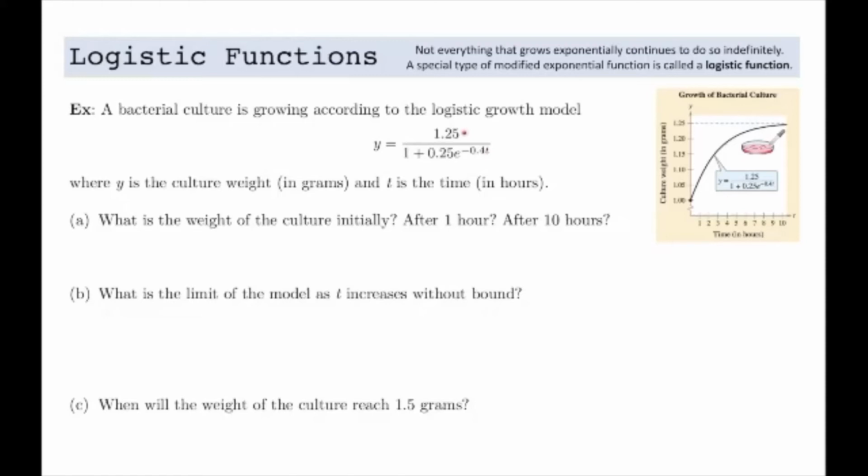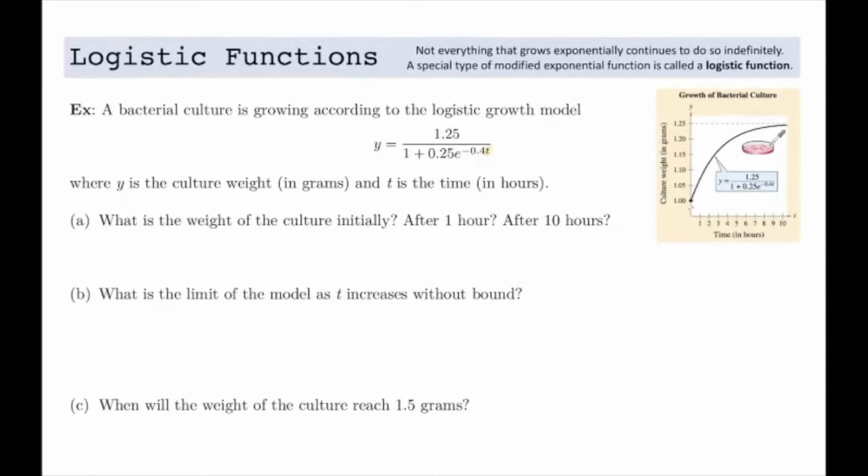So we've got 1.25 over 1 plus 0.25 e to the negative 0.4 t. Right, so we can see here that this is really c, and then we've got a plus b e to the negative kt. That's what I was trying to write in a more general format, but here we've got numbers for everything. Again, this t here is our variable, and e, remember, is not a variable, it's a number.